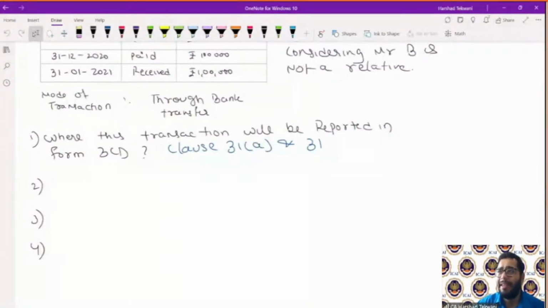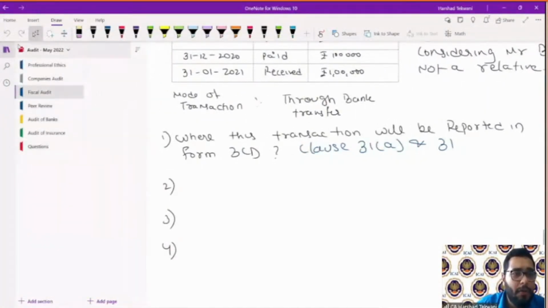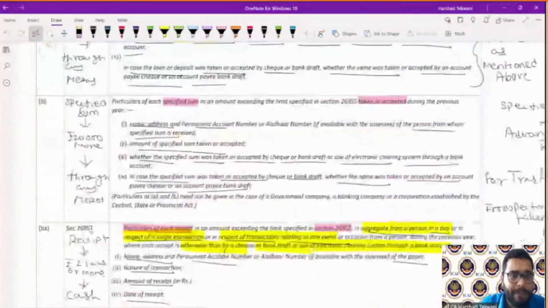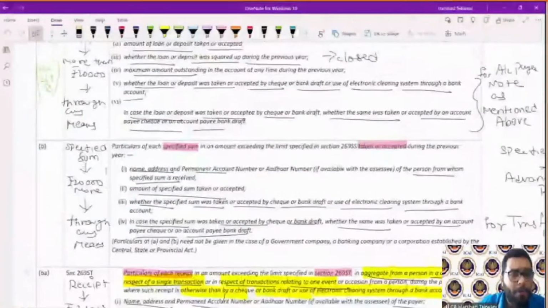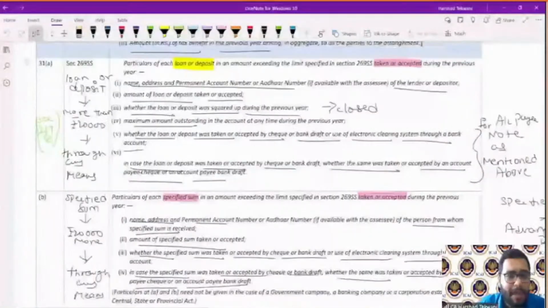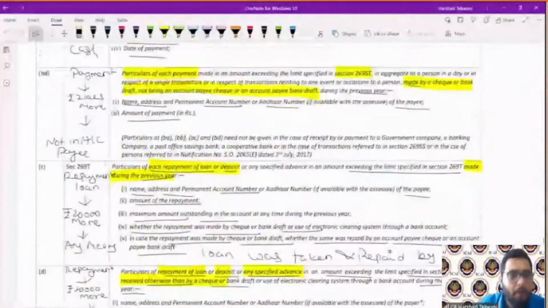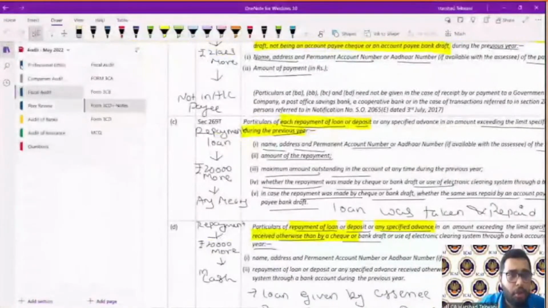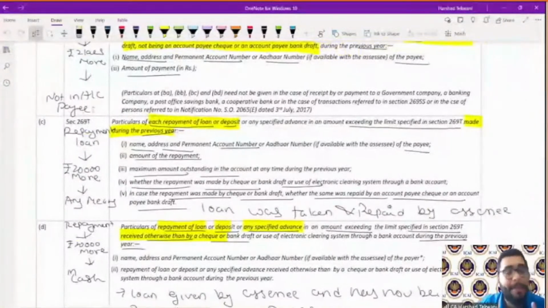Okay, so that is a particular clause. Also, there is a clause 31C, which talks about the repayment. So this will be reported in clause 31C. Let me show you. 31A that we saw: loan or deposit more than 20,000 through any means which is accepted will be reported in 31A, and 31C is repayment of loan more than 20,000 through any means. If you have repaid the loan, then in 31C. In our case, we have done both. So you are required to report in 31A and C both.